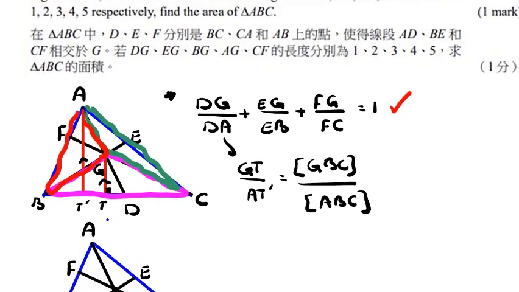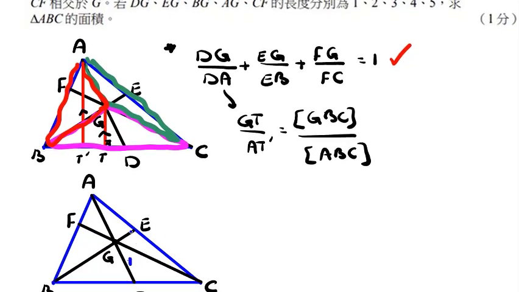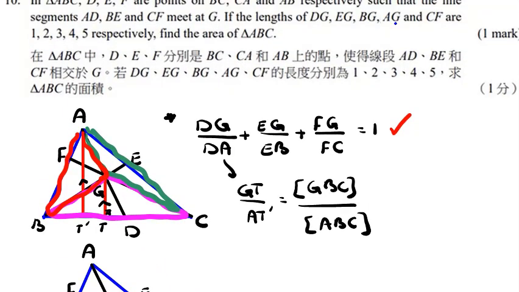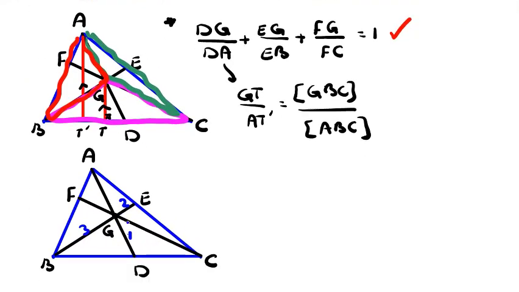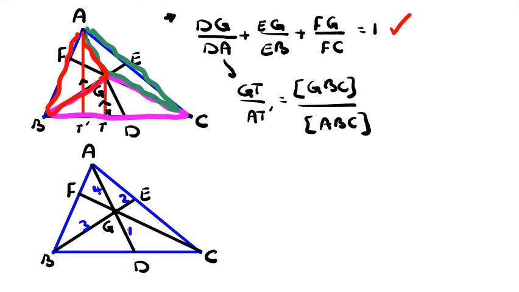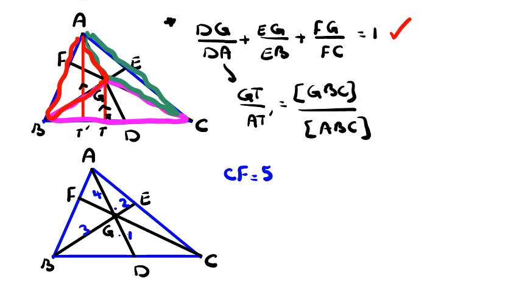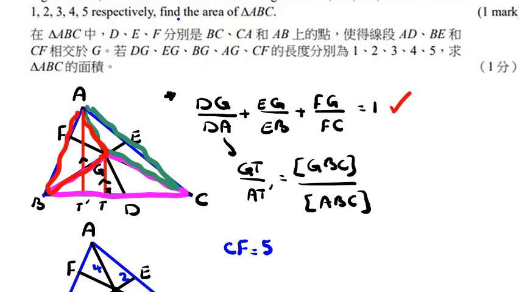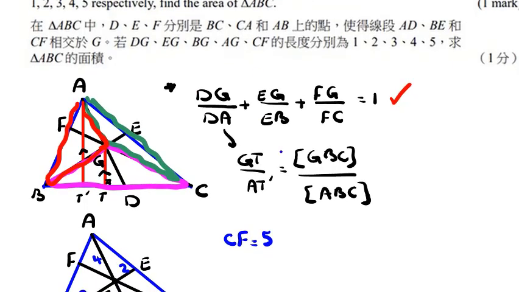And EG is 2. BG is 3. The next one, AG and CF, 4 and 5. Okay, so CF is 5. We don't know CG and FG, but with this idea we calculate what the problem says. Find the area of ABC.